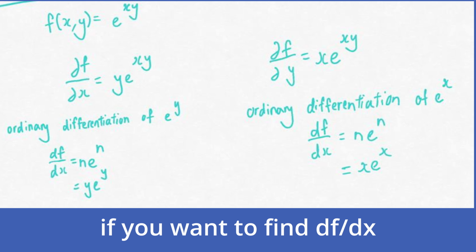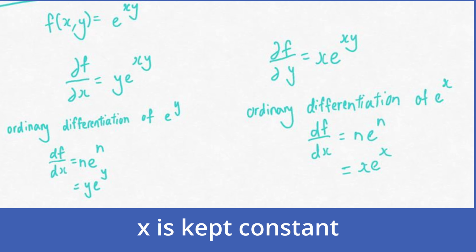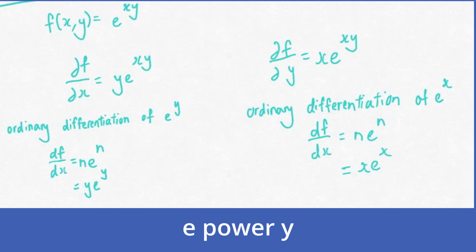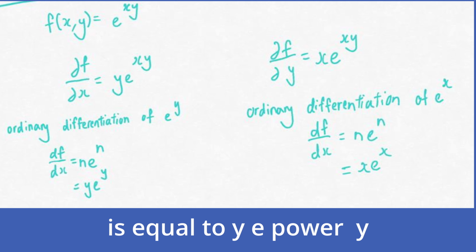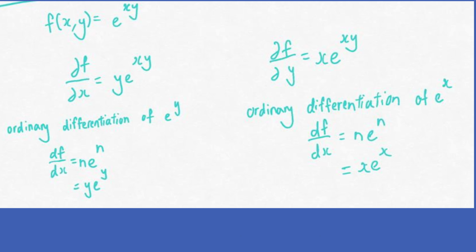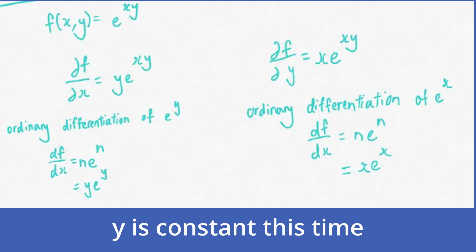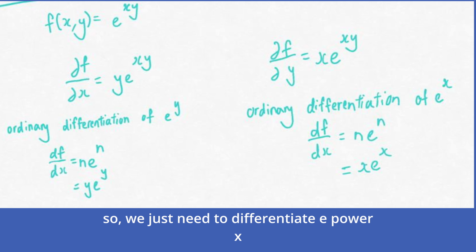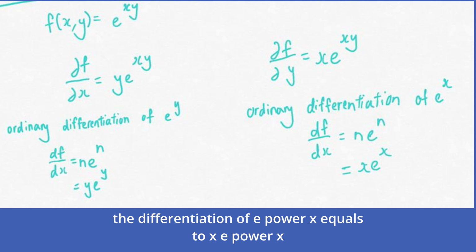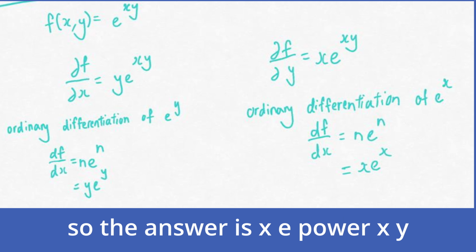If we want to find df/dx, y is kept constant, so we only differentiate the x part. The differentiation of e power xy with respect to x gives y e power xy. So the answer gives us df/dx equals y e power xy. And for df/dy, x is constant this time, so we just need to differentiate with respect to y. The differentiation gives x e power xy. So the answer is x e power xy.